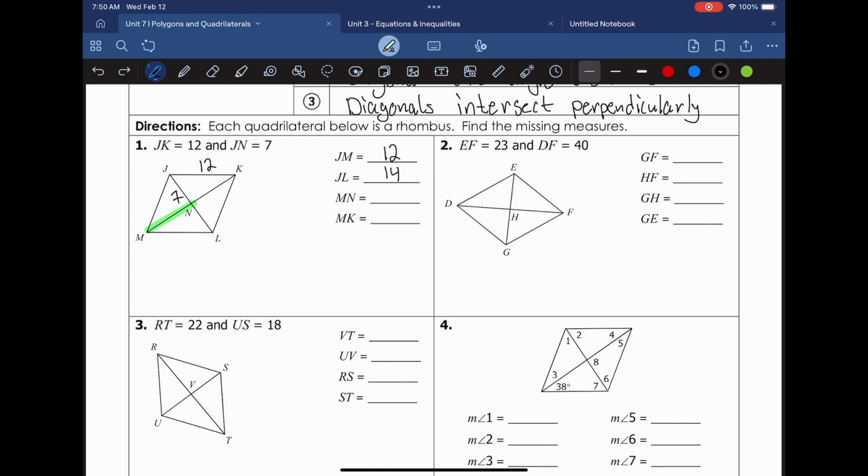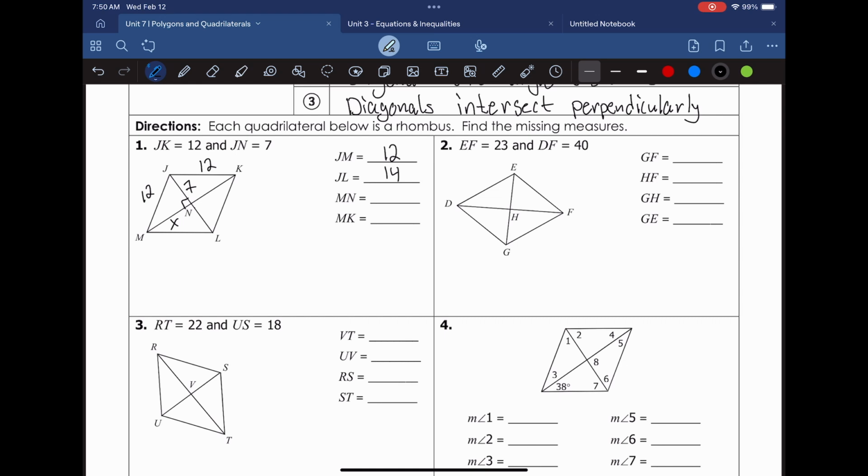So from here, we have to use the Pythagorean theorem again. But we have to be careful about how we go about doing it because we're looking for MN, that's this length right here. We know this length is 12, and here is our right triangle. So this MN right here is a leg of your right triangle.